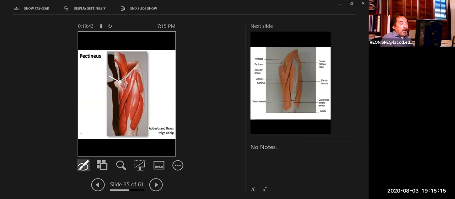Again, pectineus is here, small. Iliopsoas is here. This is psoas major, iliacus. And then there's a gap here. This is adductor longus, and the gap here, that's going to be your adductor magnus.